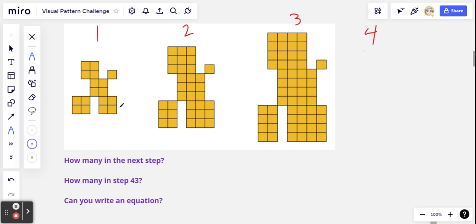So the first thing I notice is this little guy right here just seems to hang out every step. So that's just one that doesn't change. So that's going to be probably a +1 in the equation. And then what else have we got? So we've got these squares. It starts with 4 2x2 squares, and then we have 3 3x3 squares and a 2x3 piece.